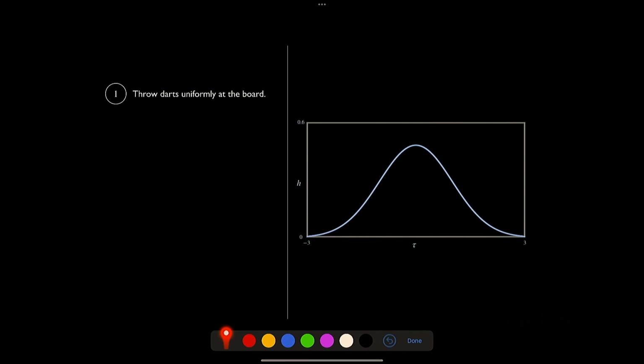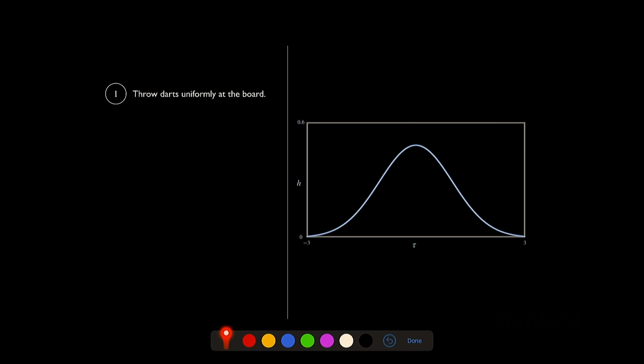Okay, so now let's write out the steps that we just took in order to actually draw samples from this distribution. So the first thing that we did was we threw darts uniformly at the board. And so you can imagine, if you're actually doing this with a dartboard, you would throw a dart, and then, I don't know if some really talented person could actually uniformly throw darts at a board.